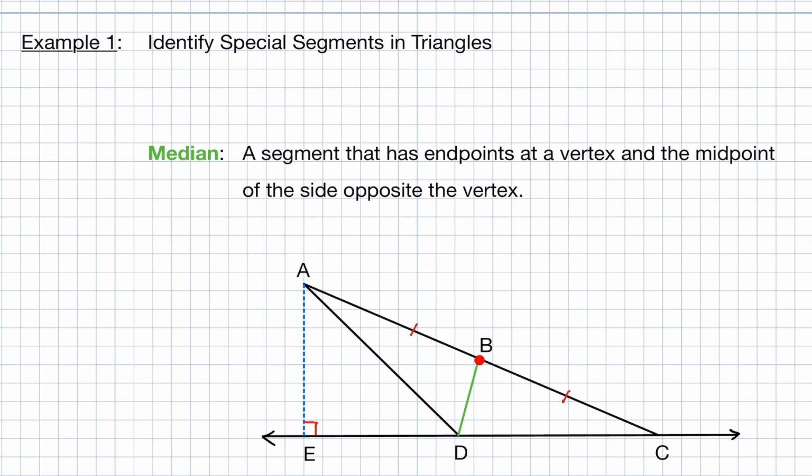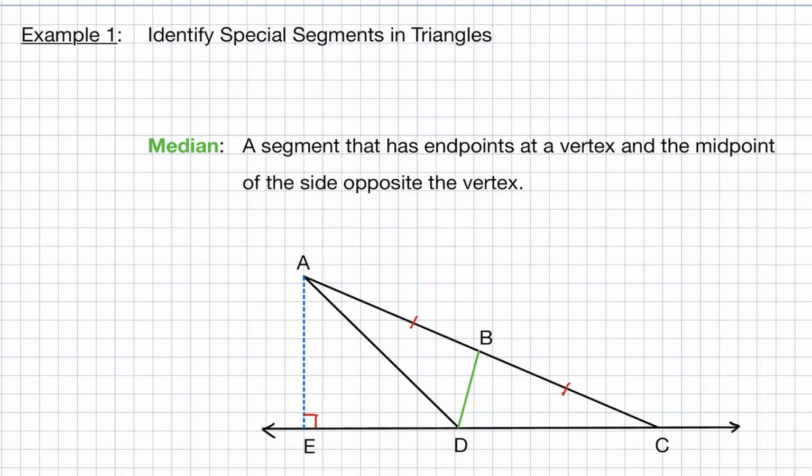And what's unique about where it lands is that it is at the midpoint of side AC. Okay, so what this does is it cuts side AC exactly in half, and as a result, segment AB is exactly the same as segment BC, and that's represented by the hash mark on each side. Okay, so that is the median of a triangle.